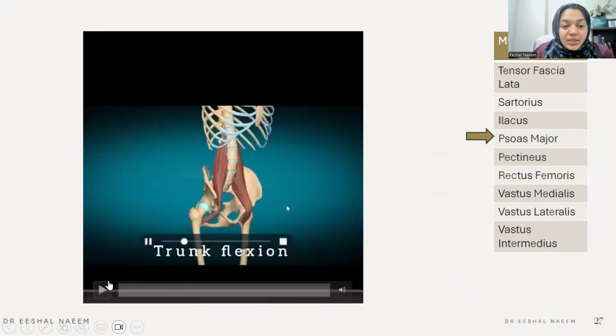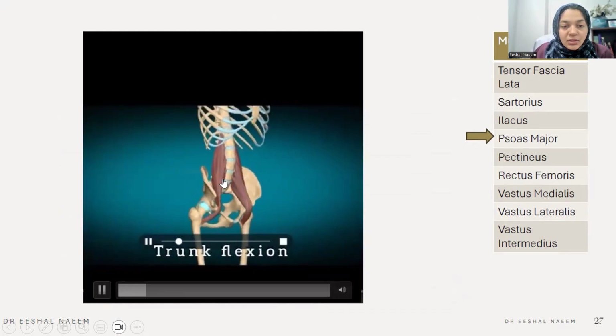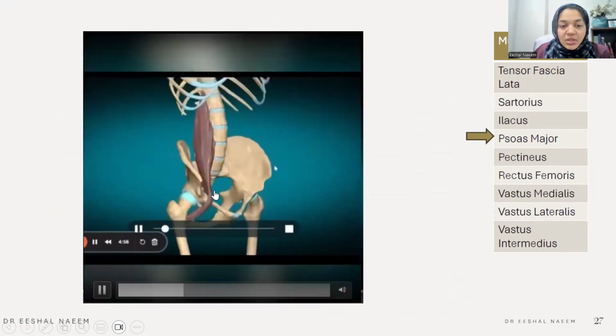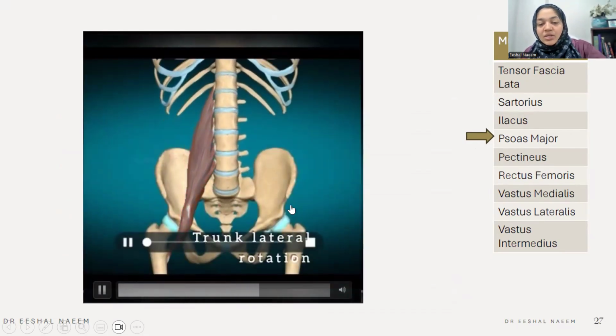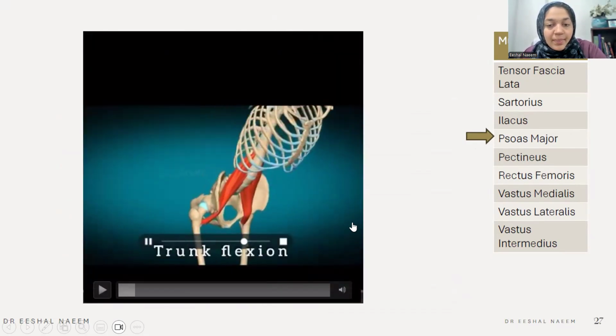Here we can see the psoas major muscle. The iliacus is not present here. So the trunk flexion, the femur flexion, and the trunk's lateral rotation.